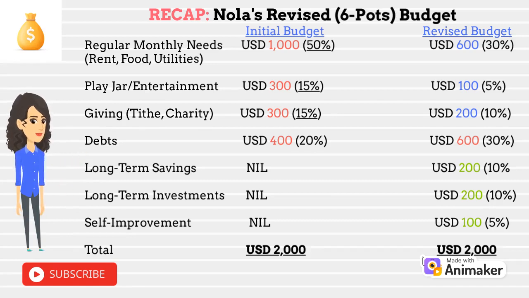Nola can either use the debt snowball or debt avalanche method to repay her debts. These two methods are discussed in the next slides using a detailed example to compare the effectiveness.